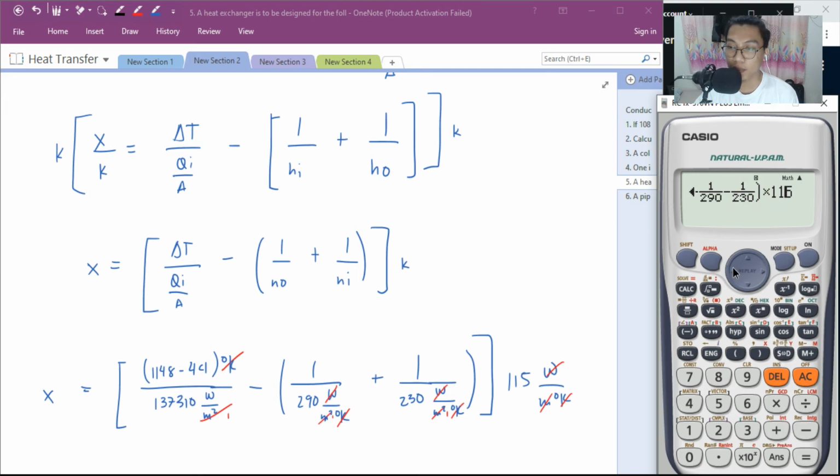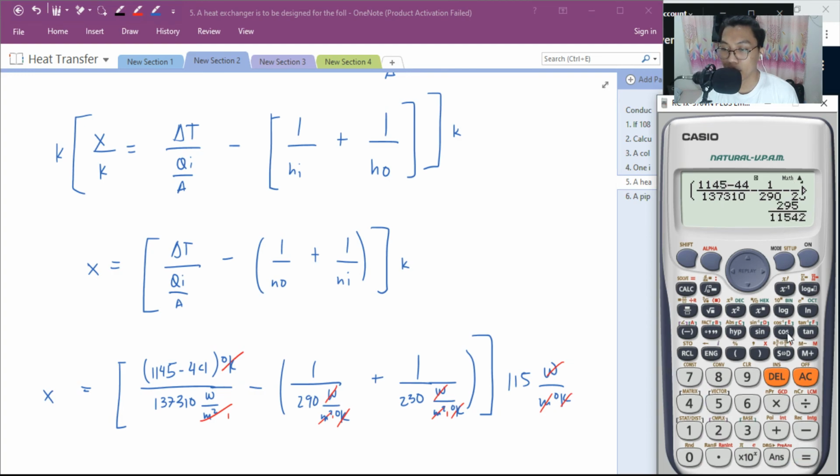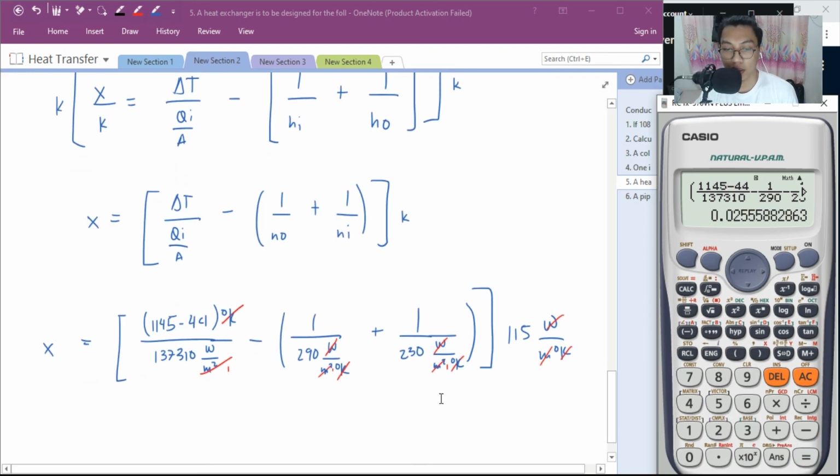Hindi 1148 pala, 1145. Kaya nagkakamali yung ano ko. This is 1145. Mali lang ako ng tingin. Mga kasing 5 yung sulat ko. 1145. Sorry naman. Yun. So, this is, naka-meters yan, okay?